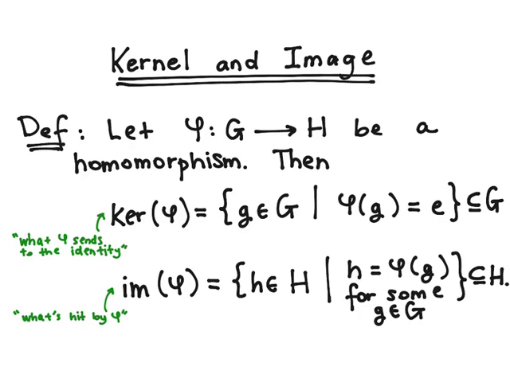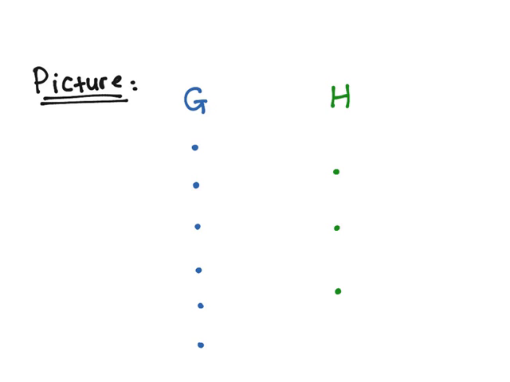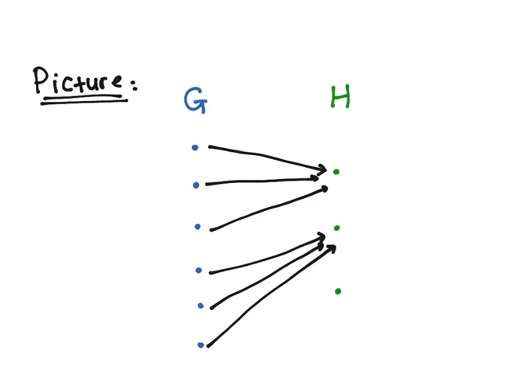To put these definitions in words, the kernel of phi is what phi sends to the identity, and the image of phi is sort of what's hit by phi. Let's look at a schematic picture to see what this looks like. If I denote the elements of G by these blue dots on the left and the elements of H by these green dots on the right, then a homomorphism phi is a function from G to H, so I can denote it schematically by drawing some arrows from left to right, maybe something like this.